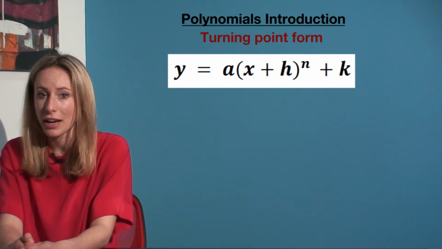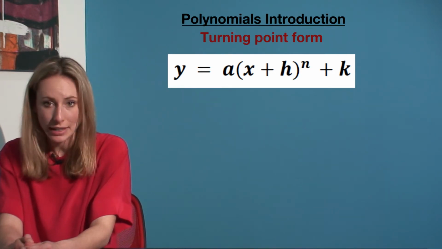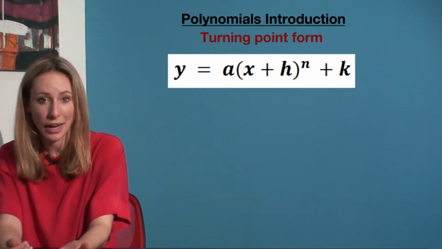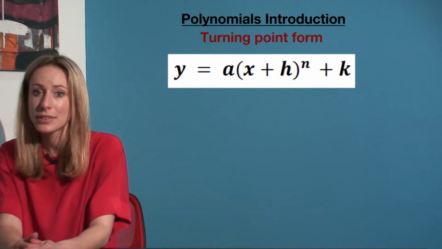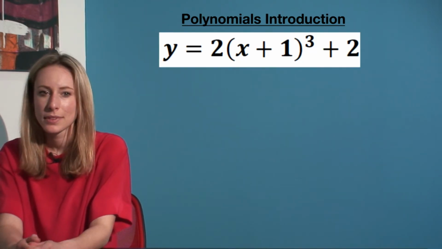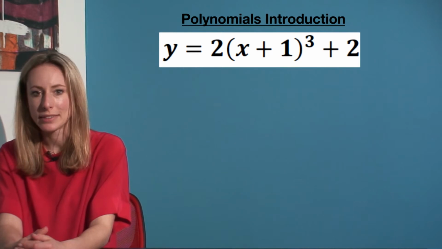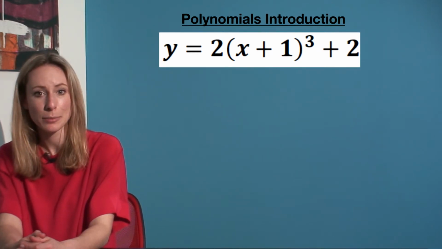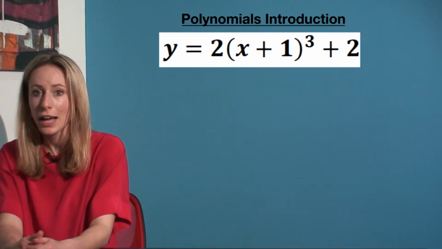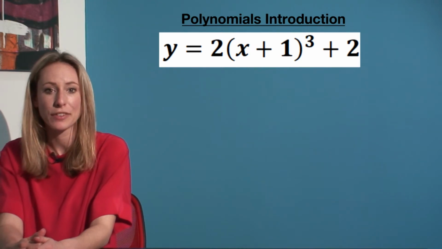To draw the rest of the graph, we go through the same process as the quadratic, setting x to 0 to calculate the y-intercept, and then y to 0 to calculate the x-intercept. For example, if we were required to sketch y equals 2 times (x plus 1) all cubed plus 2, our first step would be locating our point of inflection.